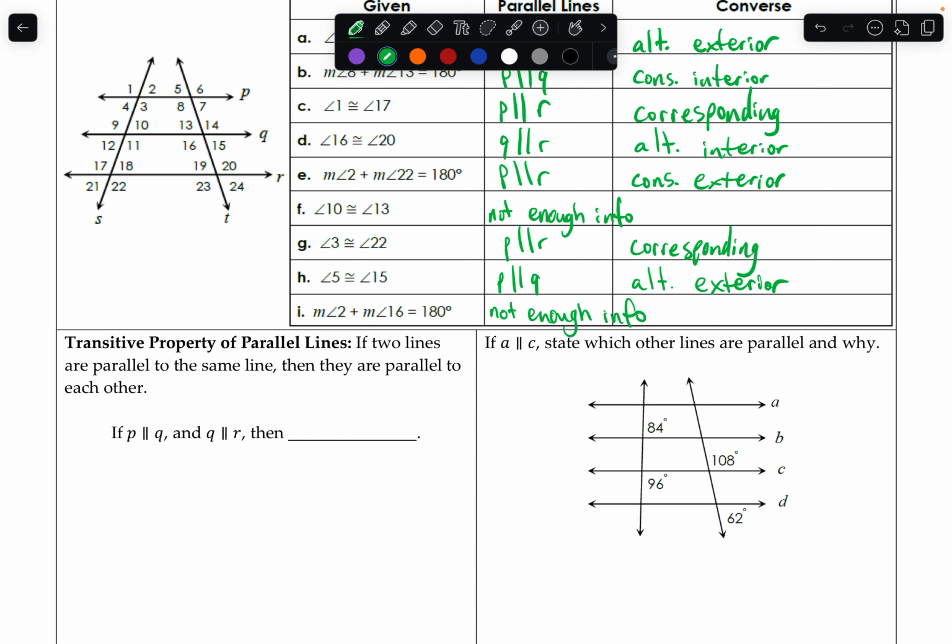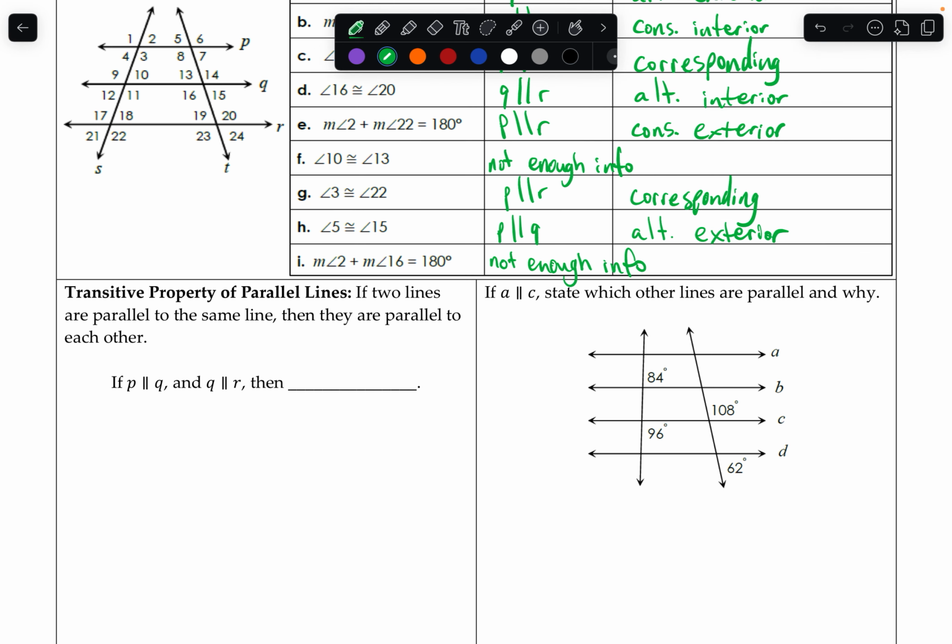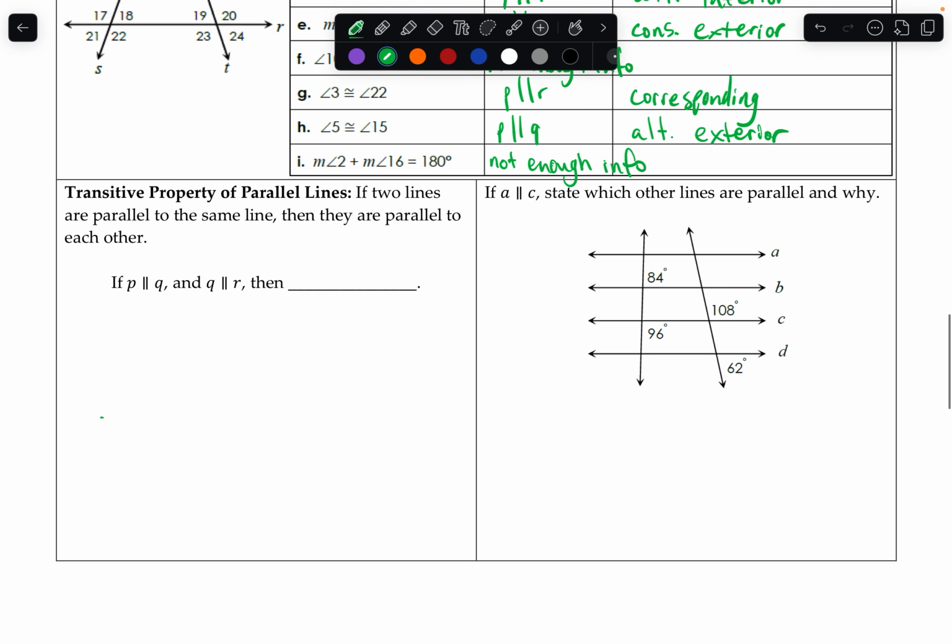Okay, transitive property of parallel lines. What transitive property means, if something is equal to something, and that thing is equal to something else, then the first things are equal, which I'll draw like a little picture. So if I have line P and it is parallel to line Q, so that's like a given. These are parallel. And then I have line R and line Q are parallel.